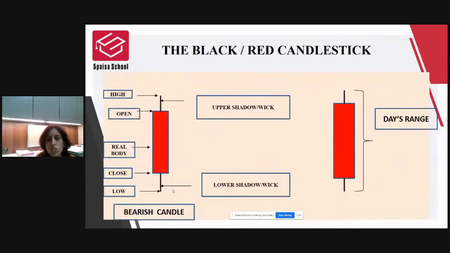Next, we come to the black or red candlestick. Black essentially reflects the bearish sentiment, or red reflects the bearish sentiment.